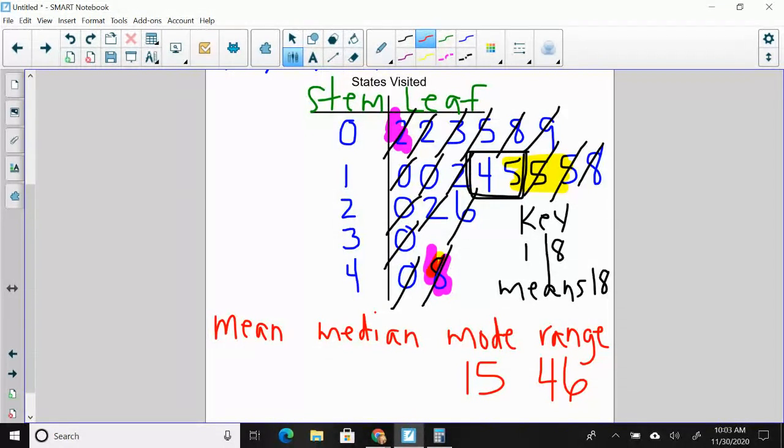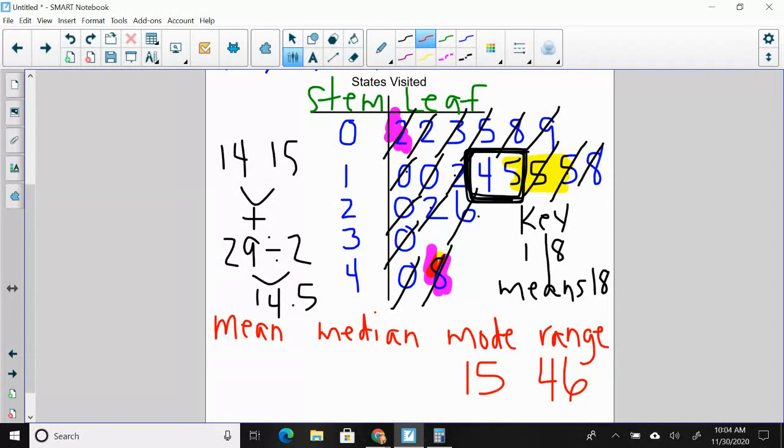Let me just make sure I have 1, 2, 3, 4, 5, 6, 7, 8, 9 numbers on this side of my 4. And I should have 1, 2, 3, 4, 5, 6, 7, 8, 9 numbers on this side of my 5. So these 2 numbers that I am putting the rectangle around are in the middle. So 14 and 15. If I add them together, that's going to give me 29. And 29 divided by 2 is 14.5, or 14 and 5/10. You can definitely tell what is halfway between 14 and 15. So my median is 14 and a half.